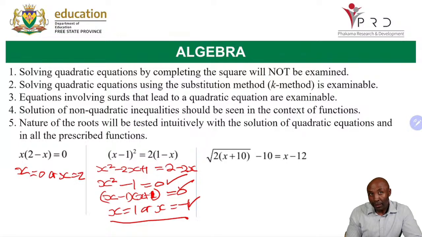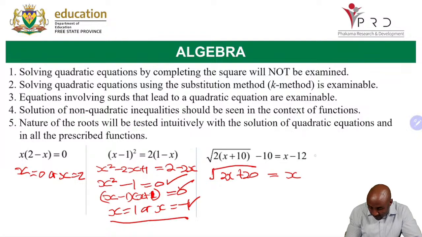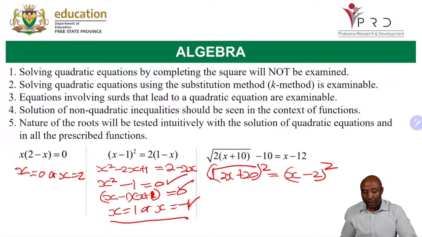We move on to the next question, where we will have surd equations. Remember what we must do. We must isolate the square root first before we can square both sides. So this becomes square root of 2x plus 20 is equal to x minus 12 plus 10, because the negative becomes a plus on the other side. So this will now give us our answer as x minus 2. Then we are able to square both sides and then simplify. You will finish this later on.